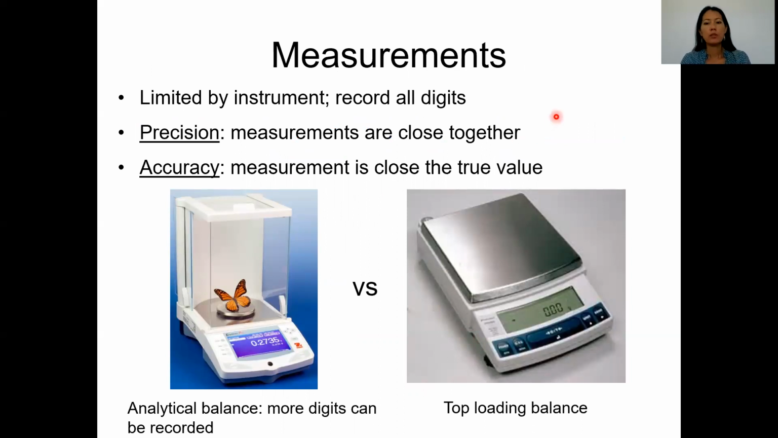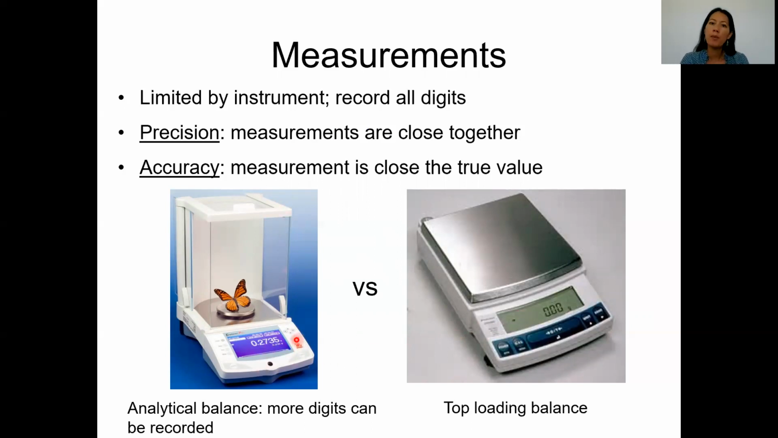Measurements that you will take in your labs are limited by the instrument that you use. There are some instruments that are really nice and you have a lot more digits to read out. For example, an analytical balance has more digits, usually 4 digits after the decimal point. So if I weigh this beautiful butterfly that just happened to fly into my balance, I can weigh it at 0.2735. But if I only had a top loading balance, that only measures to 2 decimal places, it would have cut off. It would have only recorded 0.27. So I lose valuable information.